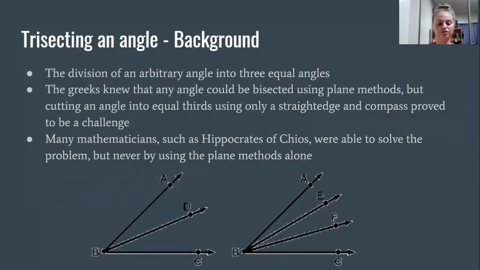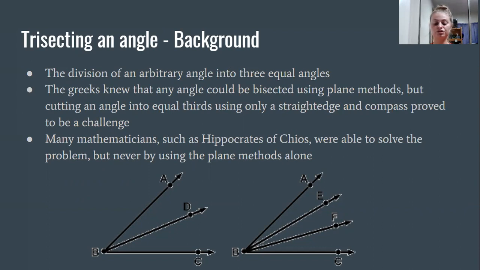And moving on to the very last problem of antiquity, that is trisecting an angle. That's the division of an arbitrary angle into 3 equal angles. The construction of regular polygons and regular solids was a traditional problem in Greek geometry. The Greeks were able to construct any regular polygon with an even number of sides, as well as some with an odd number of sides, such as a triangle and a pentagon, using only plane methods. They could even construct some complicated shapes, like regular hexagons, octagons, decagons, and so on.